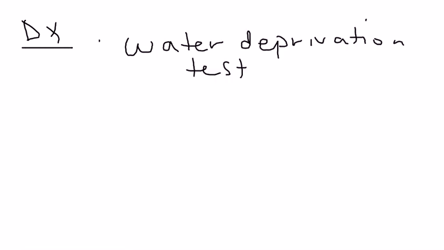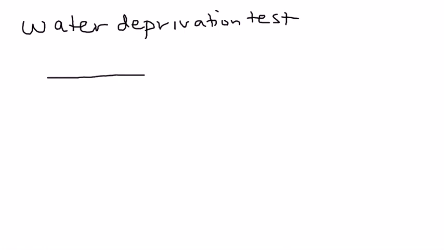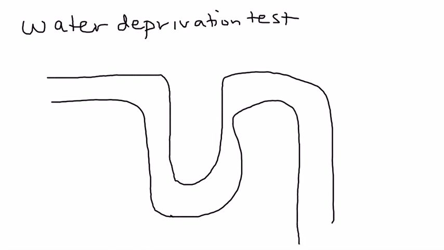So how do you diagnose this? A very important test known as the water deprivation test. After this test, there's a second, which is giving exogenous ADH. I'll explain with a diagram to help you understand. Let's start with a diagram to first illustrate the water deprivation test. So let's draw that nephron again. And this is of course the collecting duct, this part.